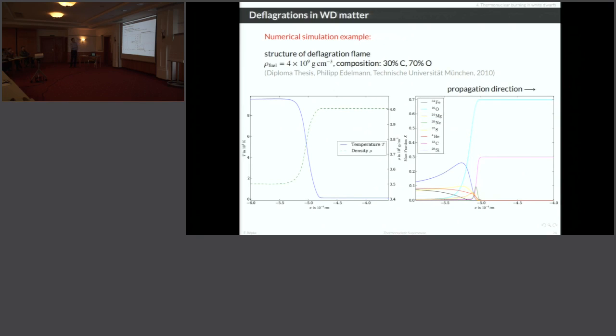So here we have in green the density, which goes down over the flame, and the temperature goes up. Propagation direction is towards the right. Here we have the different species, and you can see, if you consider a full network with different reactions in it, that the conversion between the different species takes place at different locations. At the point where the heating is highest, we have a conversion of carbon. So carbon is depleted here, and then only later silicon comes up, and very much later iron group elements are produced.